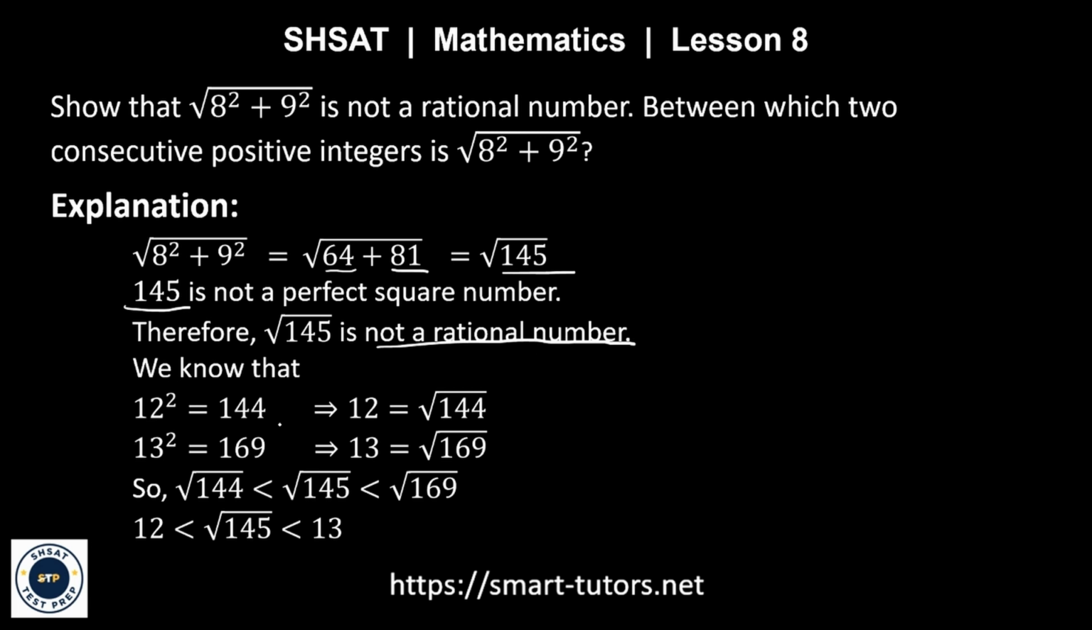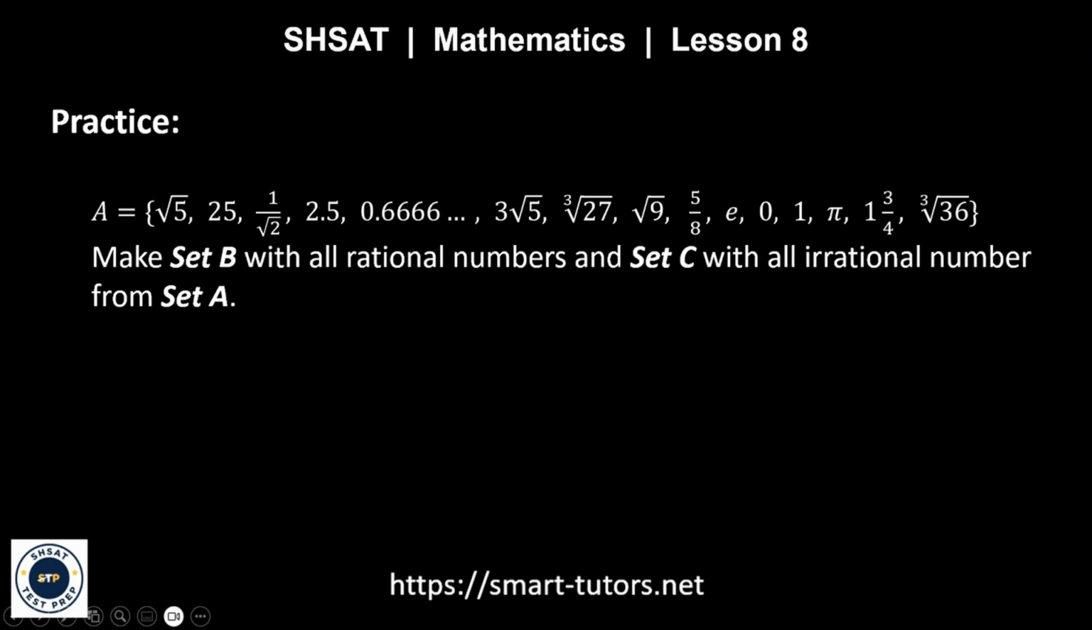We know that 12 squared equals 144, and 12 is equal to radical 144. And the same thing for 13 squared is 169, and 13 is equal to radical 169. So we want to know between which two consecutive positive integers is this number. So since we got radical 145, we know that it would be in between 12 and 13, because radical 144 is what gives you 12, and 169 gives you 13. And 145 is a little bit bigger than 144, so it would be in between 12 and 13. Take a moment and pause the video and practice this problem.